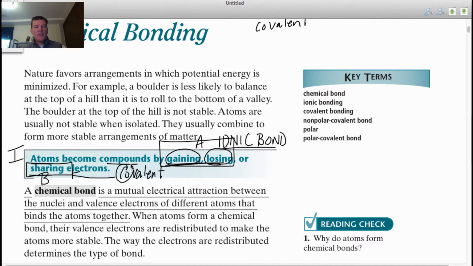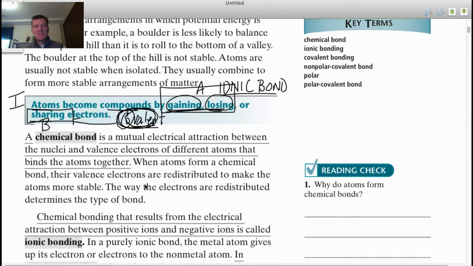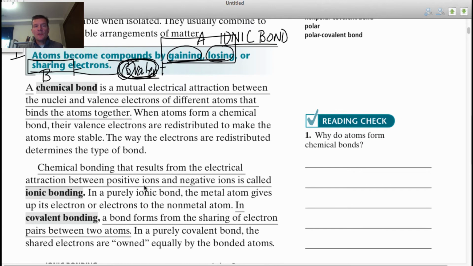See the word co here? That means with, like together. Valent, those are your valence electrons. So you're sharing your valence electrons. So there are two choices, ionic or covalent. Ionic is gaining and losing electrons. Covalent is sharing. And we're going to talk about why that happens and how you'll know if you have an ionic or a covalent bond.